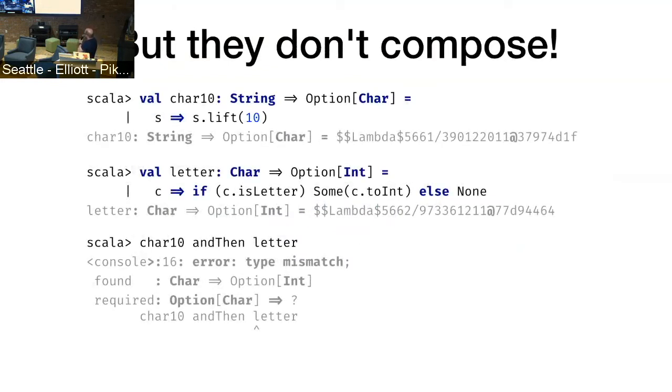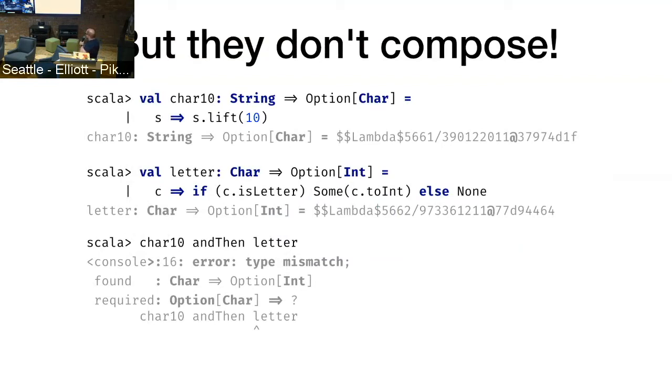So let's go back and look at an example with Option. We have char10, which is a function that takes a string and gives you the 10th character if there are at least 10 characters. We have another function, letter, that takes a character and returns an Option Int. Saying if it's a letter, give me the character code as an integer. Otherwise, give me nothing. And if I try to compose those with andThen, I get a type error.